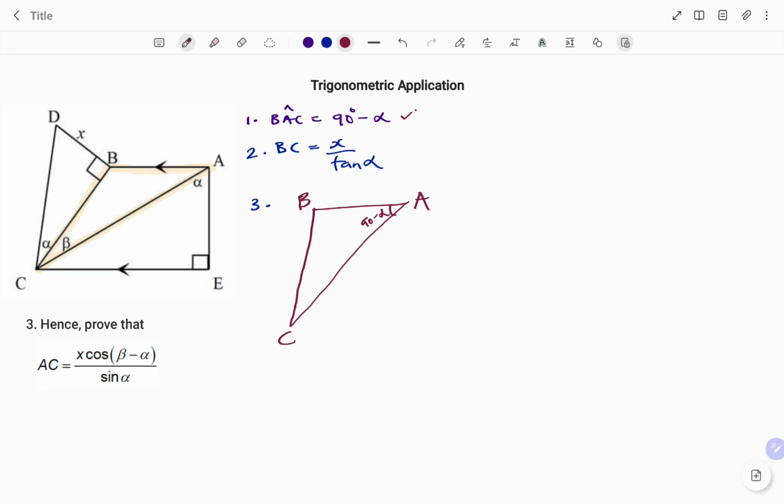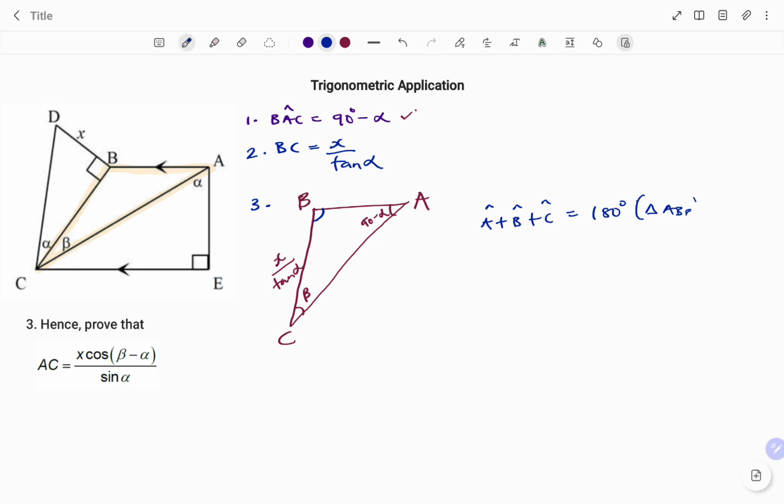Then I have the line BC to be x over tan alpha. I also have my angle at C to be beta. So therefore, to start with, I'm going to solve for angle at B. The sum of angles in a triangle add up to 180. So I have angles A plus B plus C equals 180 degrees. That's the sum of angles in triangle ABC.